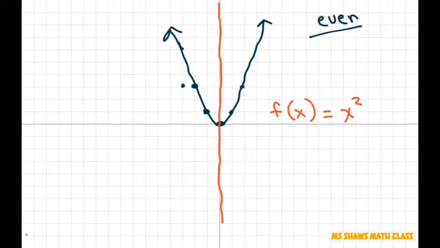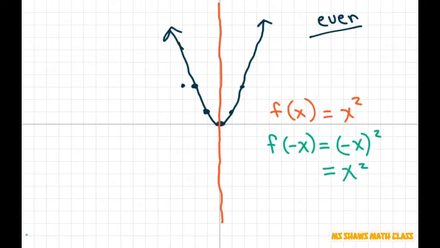So now if I plug in negative x, everywhere there's an x, I plug in negative x. Two negatives make a positive, so I get x squared again. So that means I'm back to my original function. That's what makes it even.